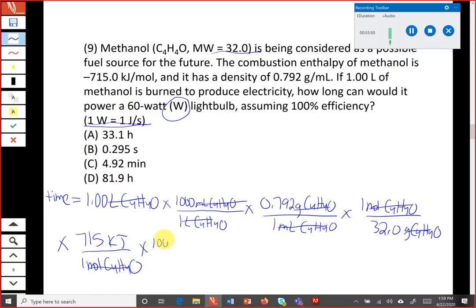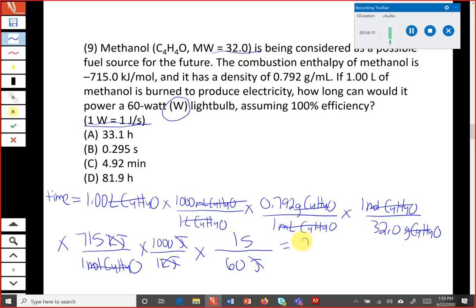So the first thing to do is, because a watt is in terms of joules, we're going to convert this to joules first, 1,000 joules in 1 kilojoule. And then we can use 60 watts as a conversion factor. So 60 watts is the same as saying we burn 60 joules in 1 second. So if we write it this way, the joules cancel out, and that gives us how many seconds we have.